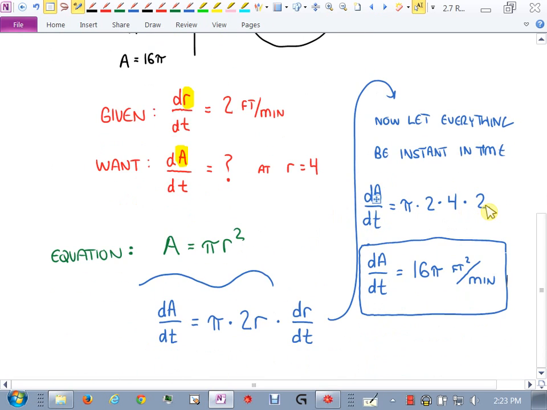This one right here. That was this right here. dr/dt was given to me in the problem to be 2. So all I did was replace, right? Pi, 2, what was radius? It was 4, and then this was 2.